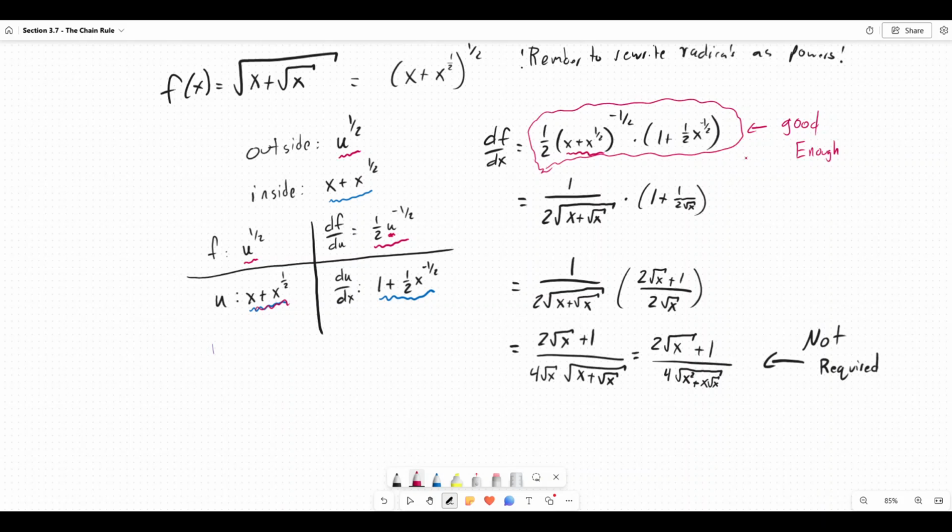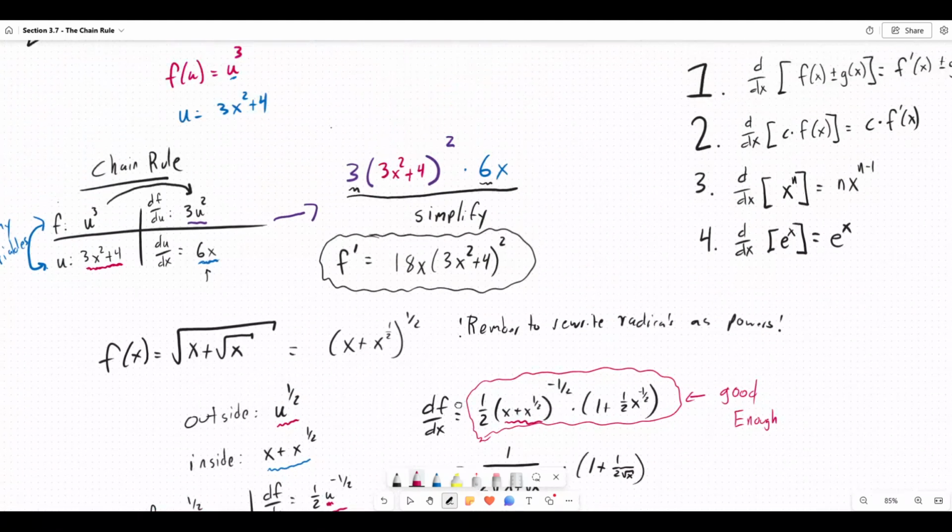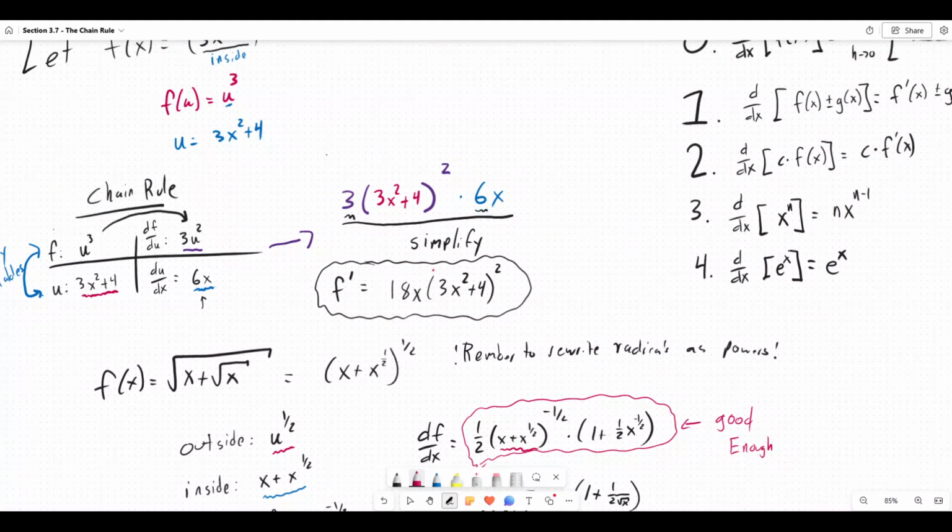Now, I also want to point out, this what I circled in red, this is good enough to get the right answer. If you wanted to simplify it, you could get it to here. But I will point out, most of these type of simplifications are not required. Versus this simplification, the 3 times the 6, that is a required simplification. So I just want to denote the differences there.